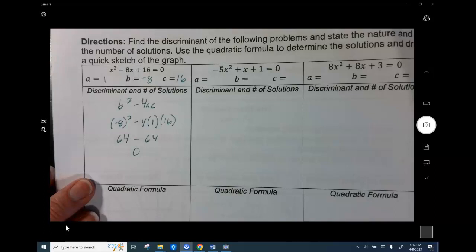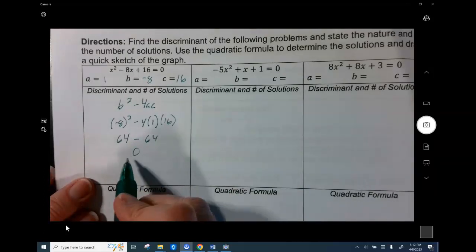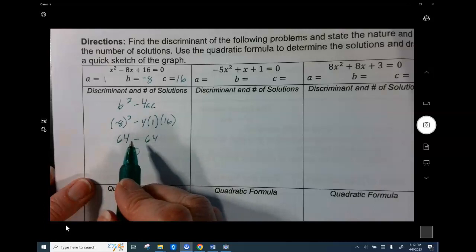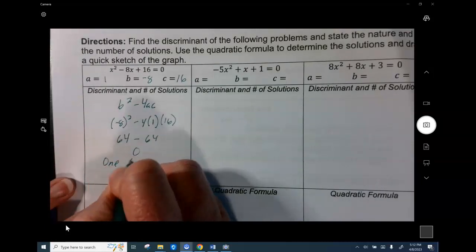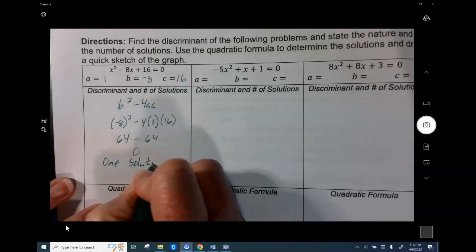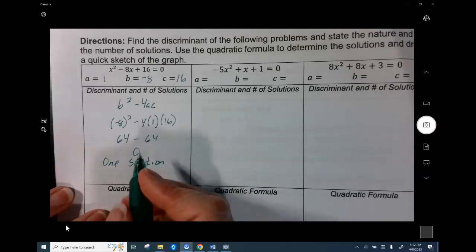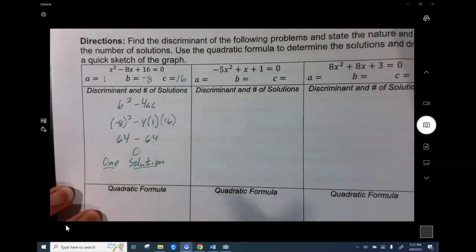If our discriminant is 0, that means that we're not going to have anything underneath that radical, so we're just going to have one solution. And this even makes more sense when we plug it into the quadratic formula. We're going to have one real number solution.